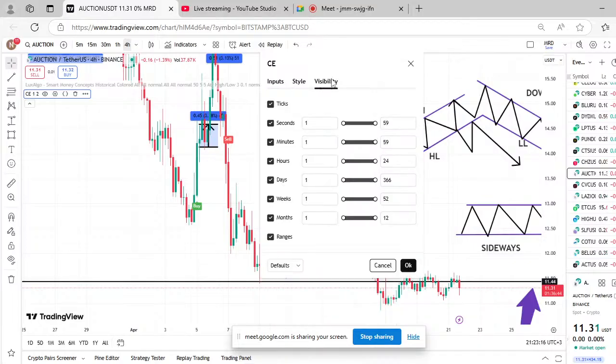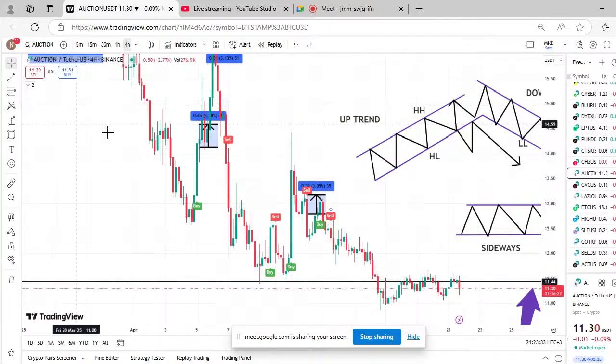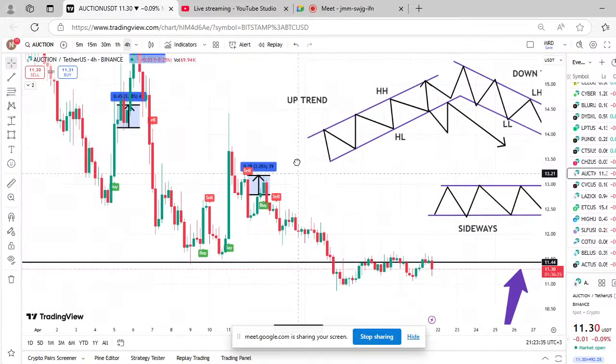On visibility, nothing will change. From there, you click the dots on your left-hand side. You will see the words save as default. Then you click OK. The settings will be done.